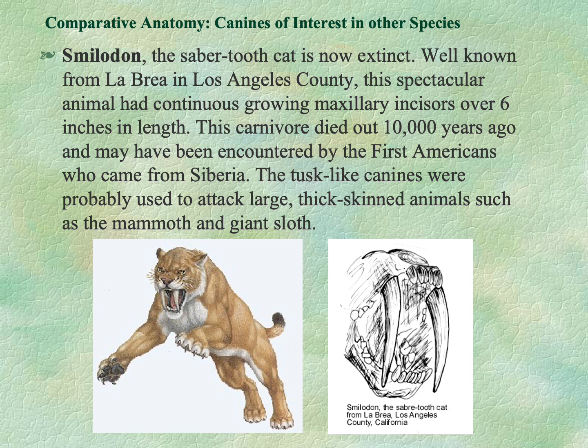Smilodon, the saber-tooth cat, is now extinct. Well known from La Brea in Los Angeles County, this spectacular animal had continuously growing maxillary canines over 6 inches in length. This carnivore died out 10,000 years ago and may have been encountered by the first Americans who came from Siberia. The tusk-like canines were probably used to attack large, thick-skinned animals such as the mammoth and giant sloth.